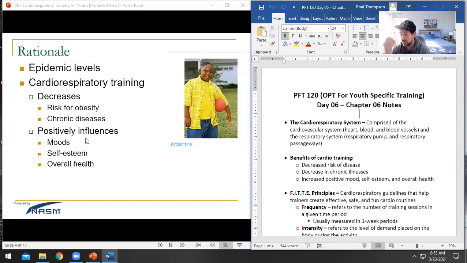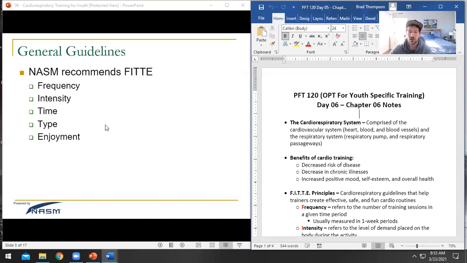It can improve your self-esteem. Our youths are going to have higher levels of self-efficacy. They're going to have higher levels of self-esteem and a more positive body image. And it just improves their overall health. I mean, it has a pretty positive effect on pretty much everything when it comes to a youth's overall athletic composure, right?